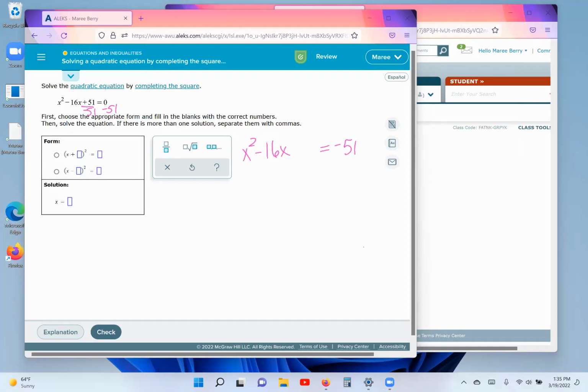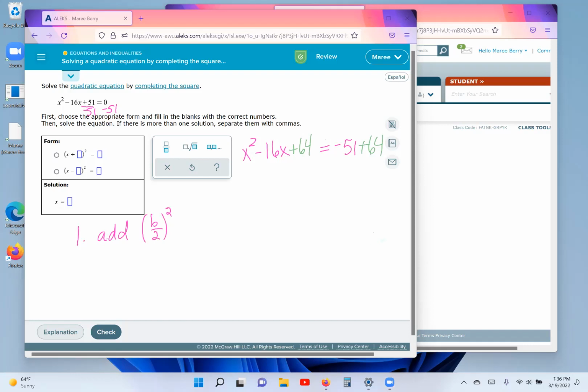And the number that we are going to add is we're going to take our b and divide it by 2, and then we're going to square that number. So b is negative 16. We divide that by 2, we get negative 8, and we square it. We're going to add 64. Because we added 64 there, just a minute, let me change the colors. We have to add it on the other side to keep it balanced.